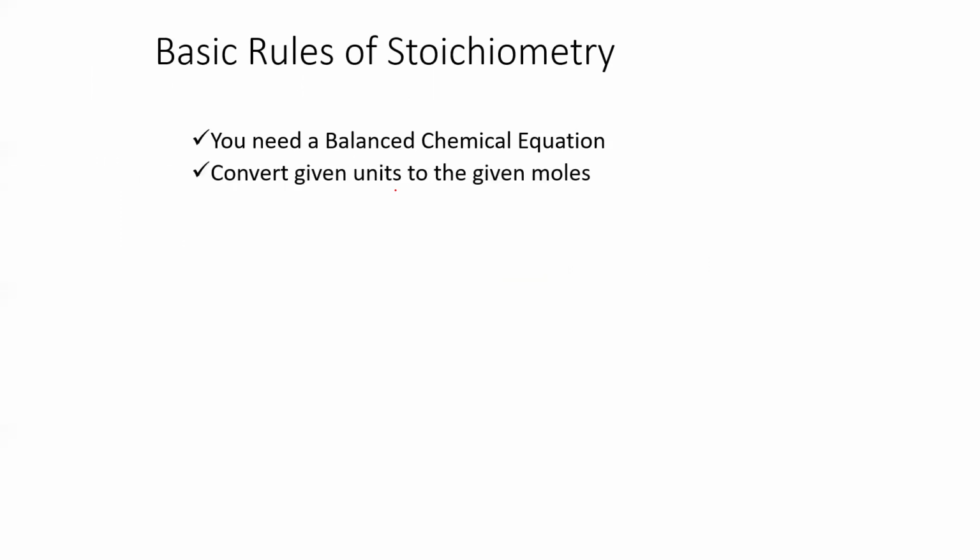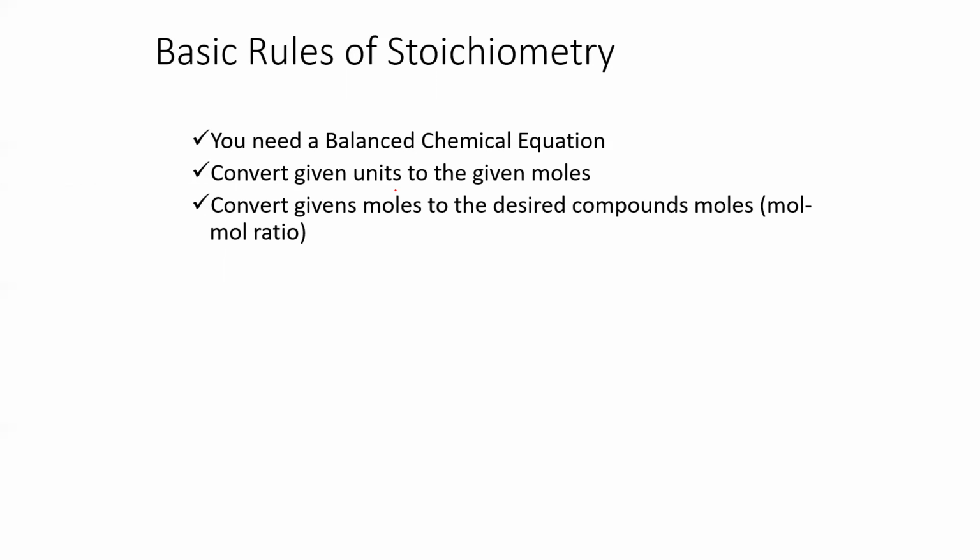The next thing is, because it's a mole ratio, whatever units they give you, whether it be grams or milliliters, Avogadro's number, the number of particles, whatever it is, convert it to moles. So whatever units are given, convert to moles. And then once you have moles, you can use your balanced equation and the coefficients to make that mole ratio to get to the moles you want.